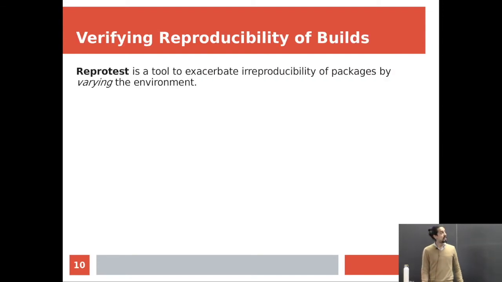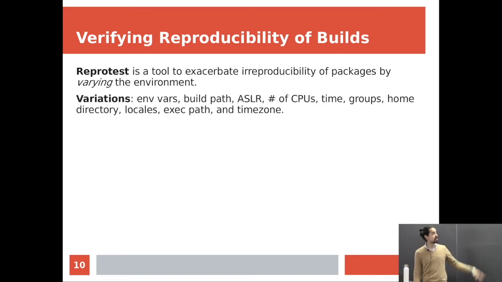So now I want to talk about exactly how we verify that something is reproducible. As far as reproducible builds go, we're going to use a tool called Reprotest. The idea is that Reprotest is a tool to exacerbate the amount of non-determinism in the environment. It's going to do this by varying certain things. There are specific things that in practice are known to cause builds to be irreproducible, and these are going to be called variations.